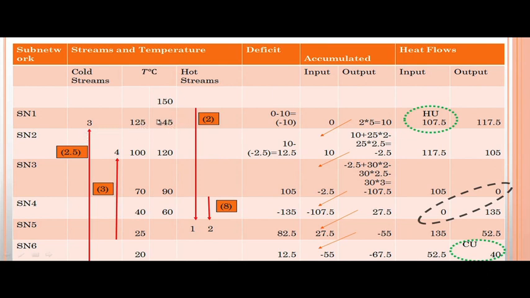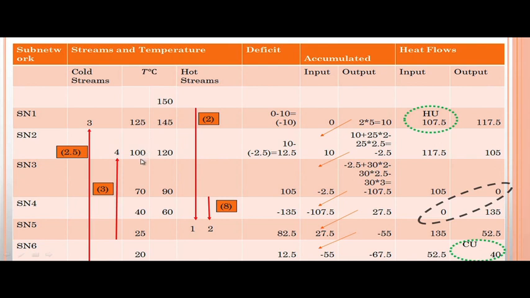And how have we identified that this should be 145? Because we want to maintain a difference of 20 degrees. So, that is why it is 145. So, 150 is given, 125 is specified in the problem, but 145 we are getting because we are maintaining a difference of 20 degree Celsius.